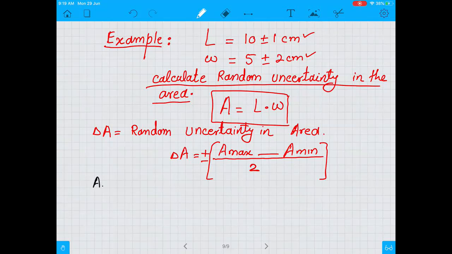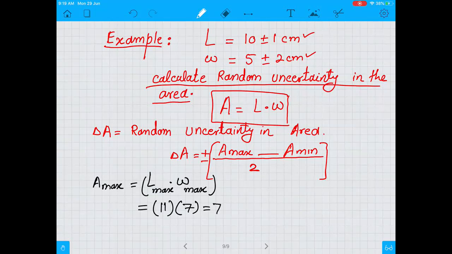Now you see, first of all, you need to calculate a maximum. Area would be maximum when length is maximum and width is also maximum. So if we multiply maximum length with maximum width, it would be the maximum area. The maximum value of length is 11. The maximum value of width is 7. So the answer would be 77 centimeter square. So this is the maximum value of area.